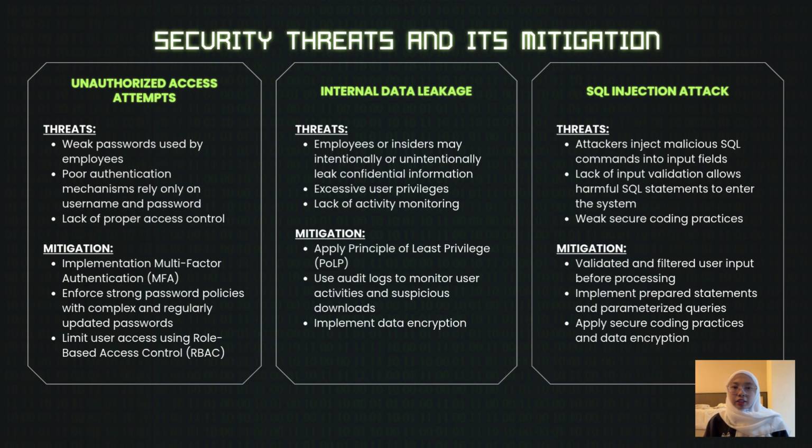Next, the second threat is internal data leakage, which may occur when employees or insiders intentionally or unintentionally share confidential company information with unauthorized parties. This can happen due to excessive user privilege and lack of activity monitoring. As a result, the company may face reputational damage and financial losses. To prevent this threat, the organization should apply the principle of least privilege, monitor user activities through audit logs, and also implement data encryption to protect sensitive information.